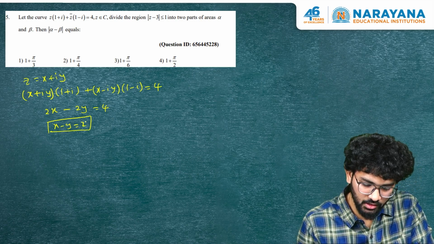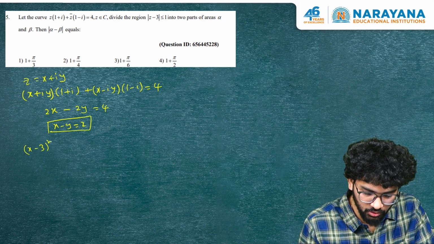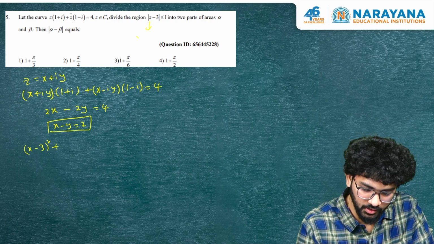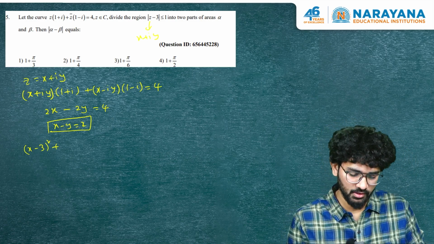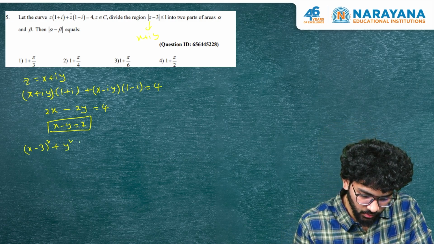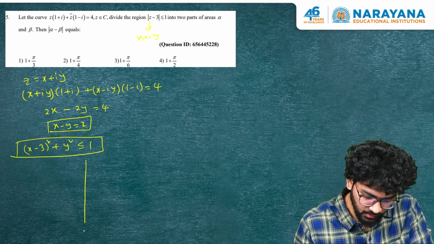Now if you see, the second equation will represent a circular region. If you put z is equal to x plus iy here and take the modulus, you will get (x minus 3) whole square plus y square less than or equal to 1. So one is a circular region, the other one is a straight line.